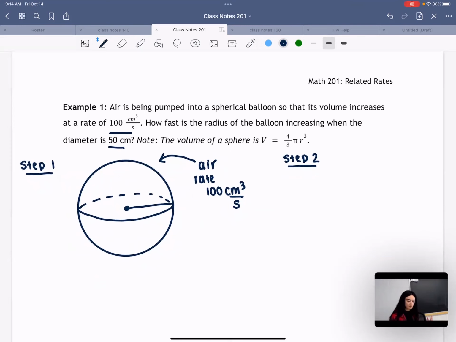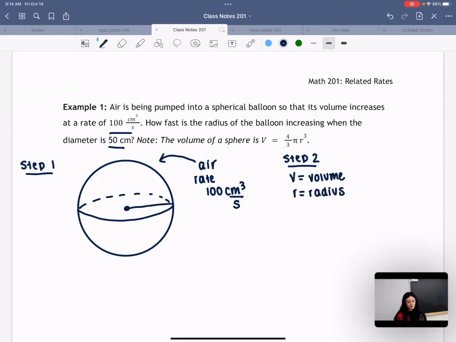Looks like I have my volume of the balloon is what I'm interested in. What sort of variable do you think I should use for volume? V, right? V sounds pretty good. So I'm going to say that V is volume. And then I have the radius of the balloon. What should I use for that? R, good.